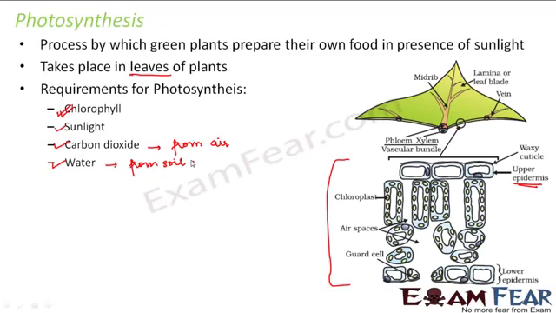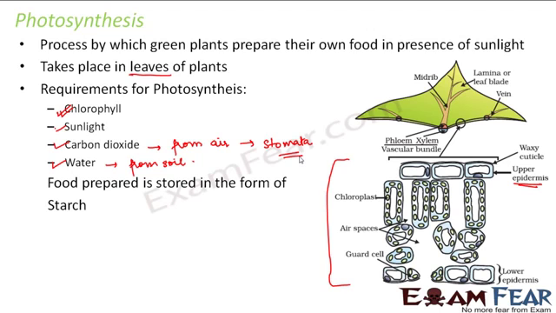So what does this chlorophyll pigment do? Chlorophyll actually absorbs the solar energy, and this solar energy is then converted into food. So solar energy is basically synthesized to get the food. So these are the requirements for photosynthesis. Now let us talk about stomata. As I said, carbon dioxide will be obtained from air through stomata. So let us now talk about stomata.